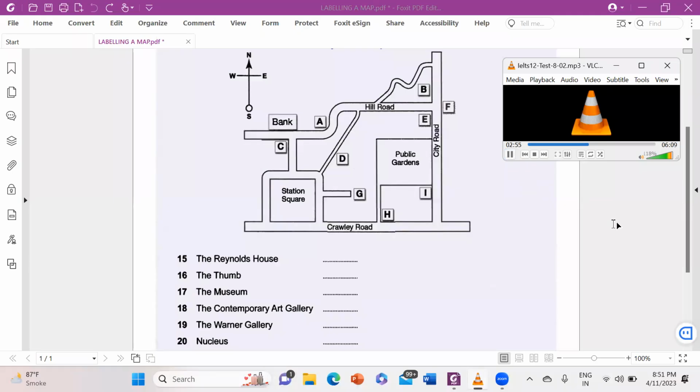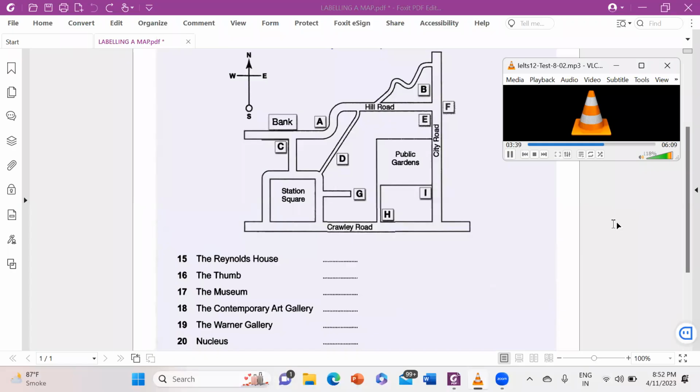Before you hear the rest of the podcast, you have some time to look at questions 15 to 20. Now listen and answer questions 15 to 20.